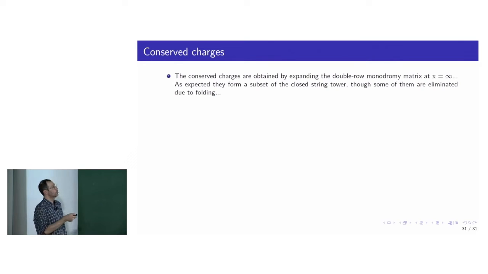The conserved charges can be obtained, of course, by expanding the double row monodromy matrix at x equals 0. They are supposed to be independent, of course, since they are a subset of the charges in the undeformed case. But not all of them are going to be there.